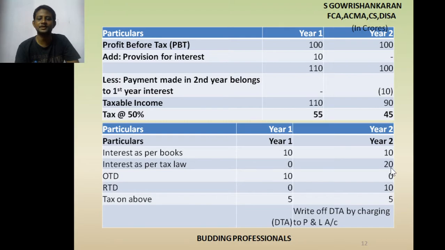Next year, the second year, because that 10 crore is allowed in the second year, I am reversing now 10 crore. So 10 crore into 50%, 5 crore. This should be debited to P&L account in the second year. First year credited, second year debited. So my P&L account is neutralized.